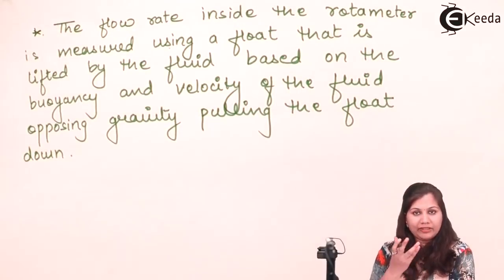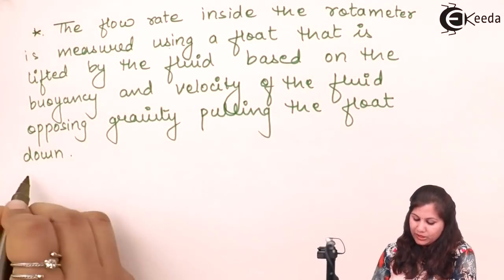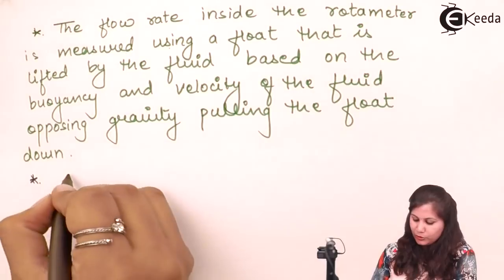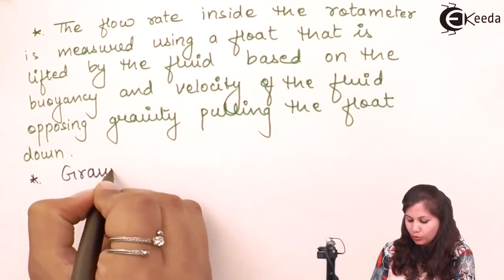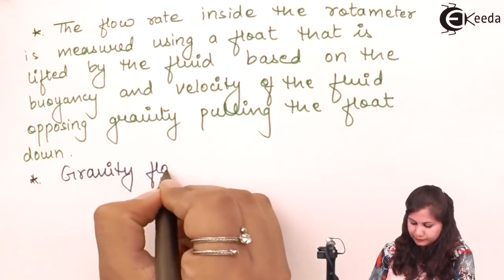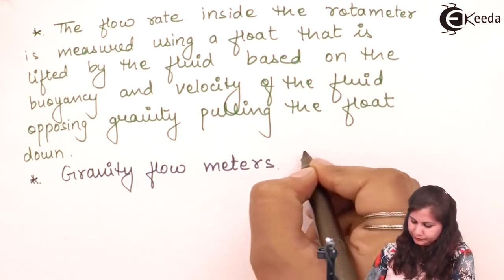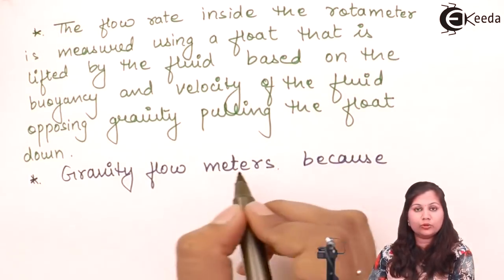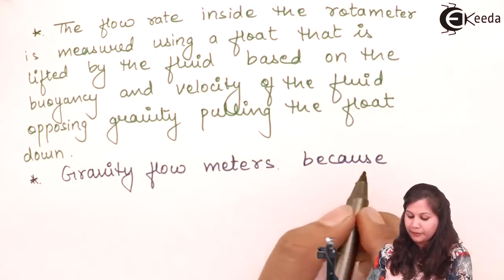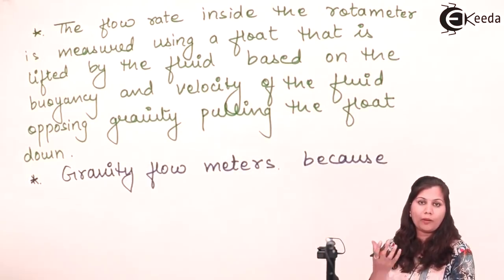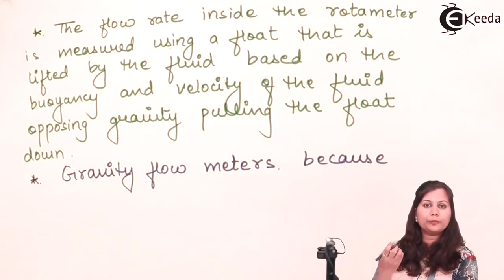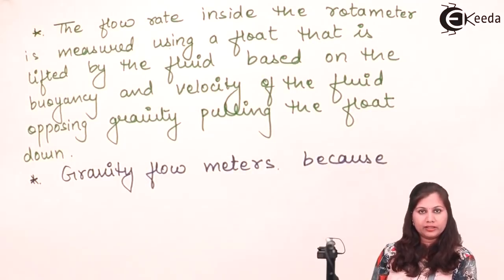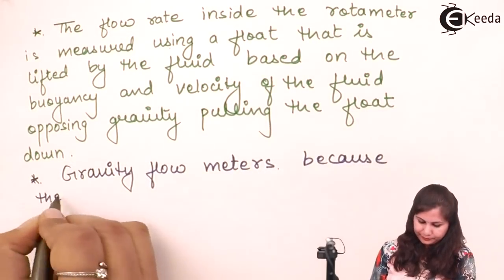Because gravity is acting on the float, these rotameters are sometimes also known as gravity flow meters. And why are they known as gravity flow meters? Because gravity is acting as the opposing force, trying to pull the float in the downward direction.